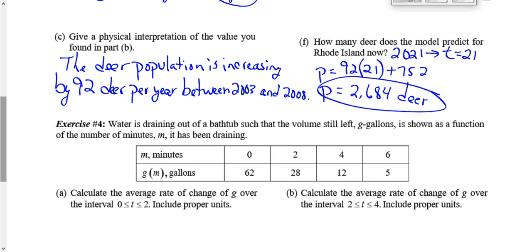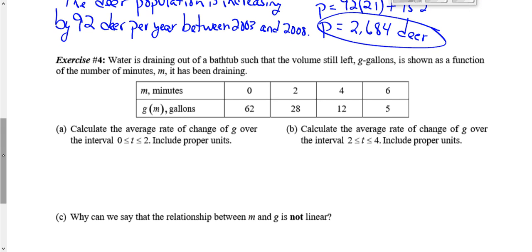So what we got going on in number 4, Conklin? Water is draining out of a bathtub such that the volume in gallons is shown as a function of the number of minutes. Okay, so what's the input for our thing here? Minutes is the input. And what's the output? Gallons. G for gallons. Okay?